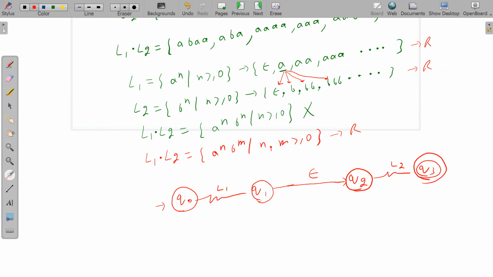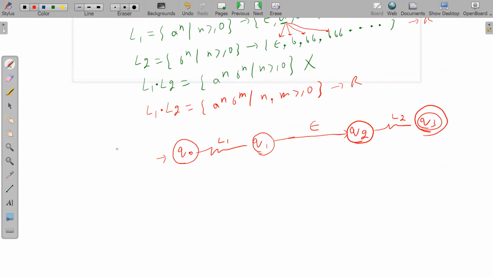For CFL and other languages, I will give you the proof like this. For context-free languages, when can I say that L1 is a CFL? When there exists a context-free grammar generating it. So S1 is generating L1. L1 is a CFL. That means what?